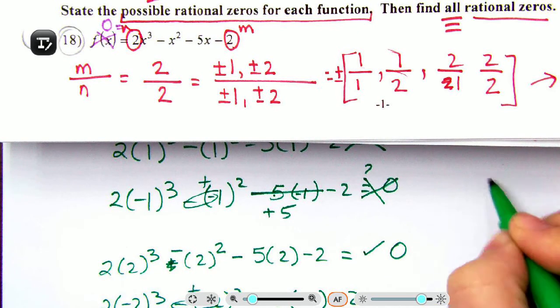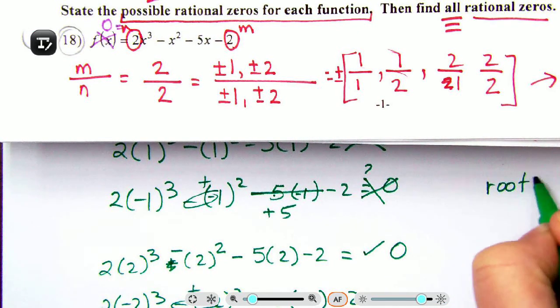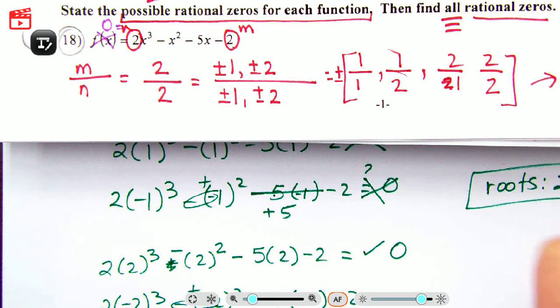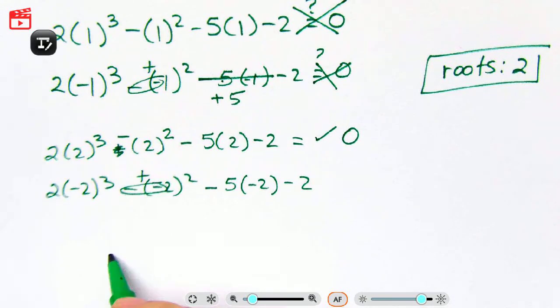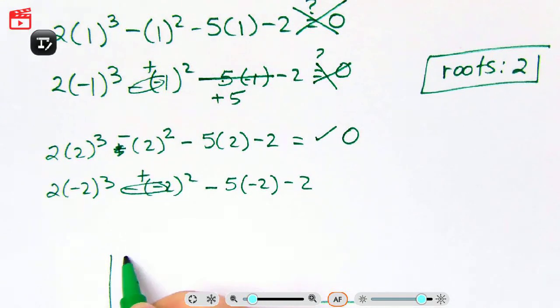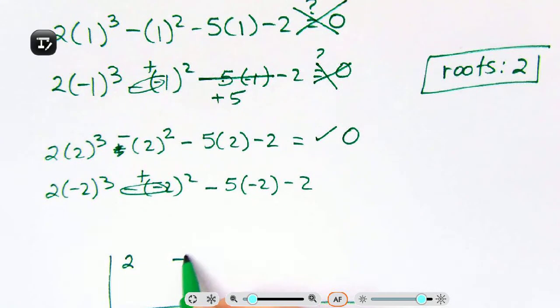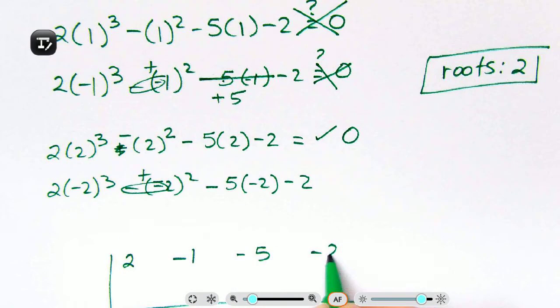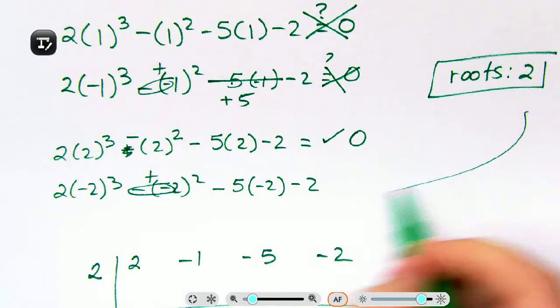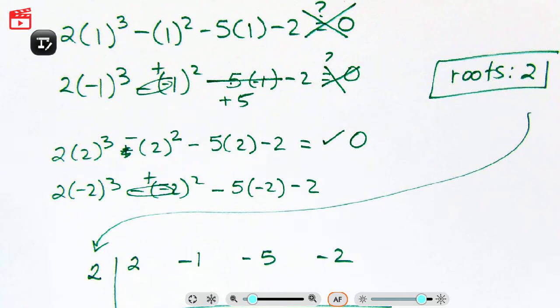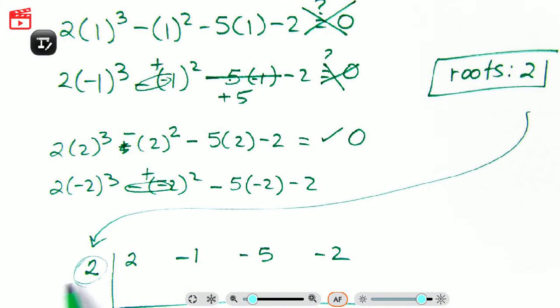So then we know that our root, one of them, is a 2. So then this is what I mean by using synthetic division. Since we know that our root is 2, I'm going to use synthetic division. So I have 2, -1, -5, -2. My root is 2, so I know that 2 works. That's my 0. We don't have to do the opposite of it because this is my root, so we always write roots here.